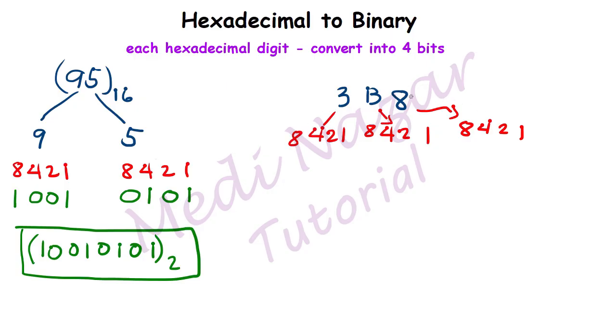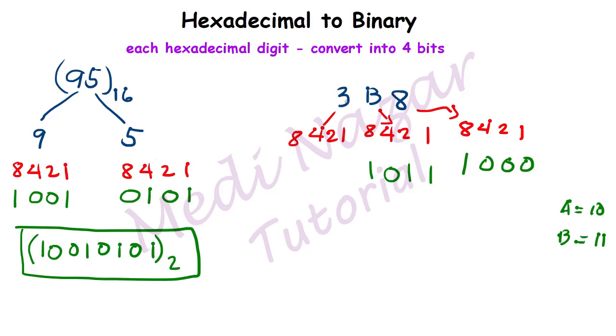So for us to have 8, we need to make this position a binary 1, and then these 3 positions will be zeros. This is the equivalent binary for 8. And for B, remember, A is 10, B is 11 in denary. Okay. So B is 11. So what place values here can we add to have a sum of 11? So we'll have 8, 2, and 1 because 8 plus 2 plus 1 is 11, and then this position will be 0. This 1011 is equivalent to B.